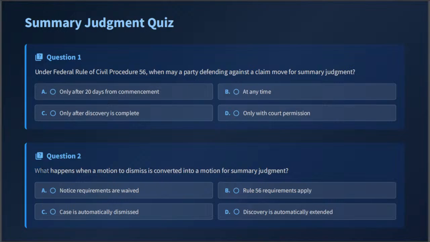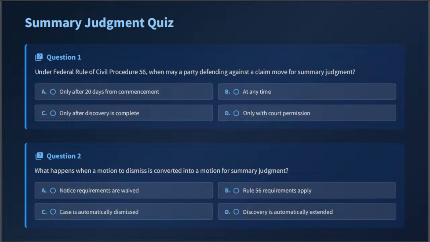So question 2, what happens when the motion to dismiss is converted into a motion for summary judgment? A, notice requirements are waived. B, Rule 56 requirements apply. C, case is automatically dismissed. Or D, discovery is automatically extended. All right, guys, this should be an easy one here. So what happens when the motion to dismiss is converted into a motion for summary judgment?